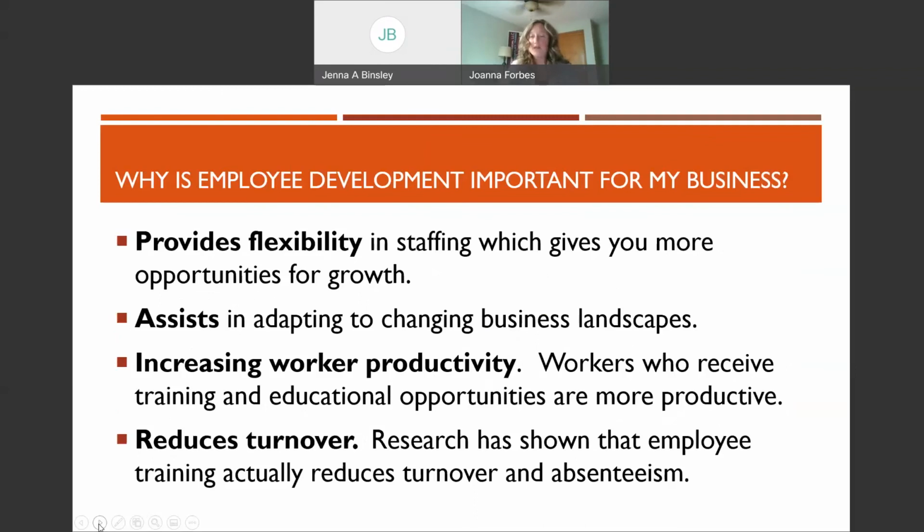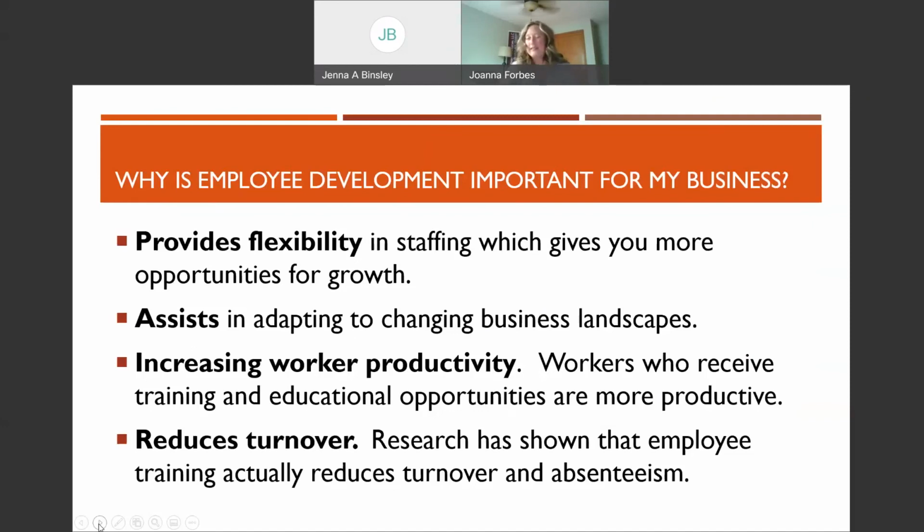The other thing that we see, and we're going to talk about different types of employee training and development today, is that it for sure provides flexibility in your staffing, which definitely has more opportunities for growth for not only your employees, but for your business as well. And when you decide that your business is going to be a learning business and provide these opportunities for your staff, it allows you to better adapt to the changing business landscapes that we're seeing out there. It for sure increases worker productivity. Workers who receive training and educational opportunities are more productive. They feel they're being valued and they appreciate that, and in turn, they are usually more productive for the business.